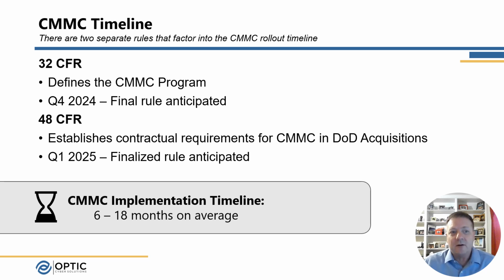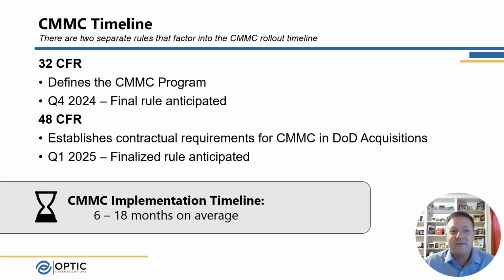32 CFR, the CMMC program rule, will likely be finalized by the end of this year, 2024. This is the proposed rule that defines the characteristics and components of the CMMC program. This rule establishes the 3 levels, defines the requirements for each level, and identifies the types of assessments that are required based on the type of data processed by a contract. Without this rule, 48 CFR wouldn't make sense.